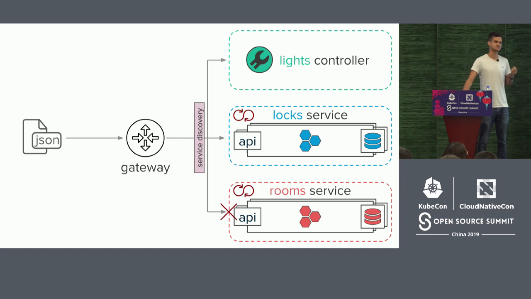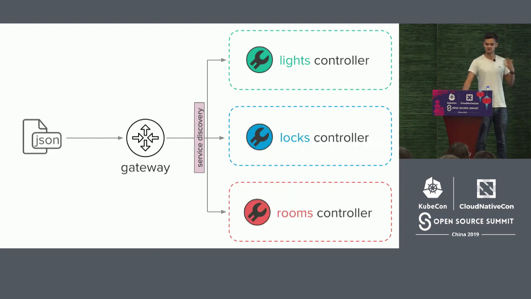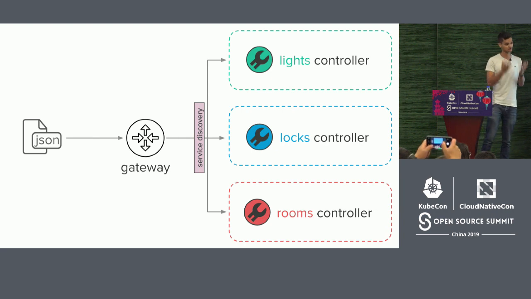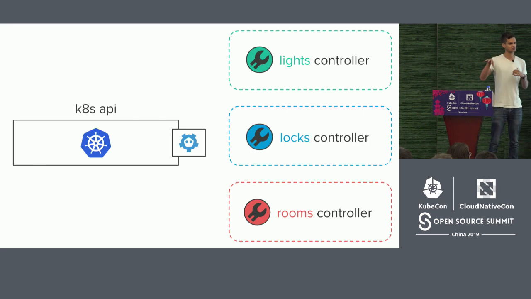So first of all, each of the teams wouldn't be responsible for creating a microservice, like a RESTful microservice. They'd be responsible for creating a controller instead. And we wouldn't have a gateway. Instead, we'd have our controllers watching a single Kubernetes API. And so before our teams had to manage their own database, now they can rely on the Kubernetes API to store their data via CRDs.